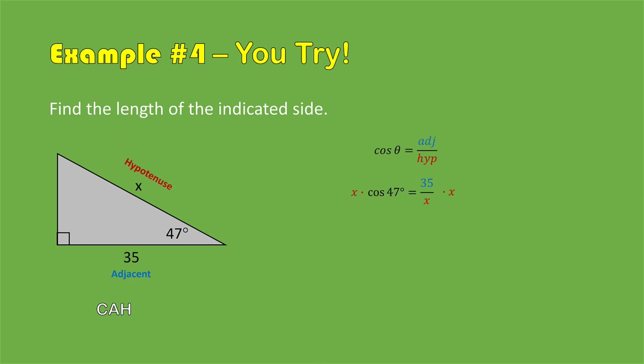And we're multiplying by x on each side, so we don't have that denominator. We end up with x times cosine 47 equals 35. But x still is not by itself. We are trying to solve for that. So divide each side by cosine 47. And we find x equals 35 divided by cosine 47. Now that x is by itself, we can go to our calculator and type that in. 35 divided by cosine 47. You should end up with x equals 51.32.